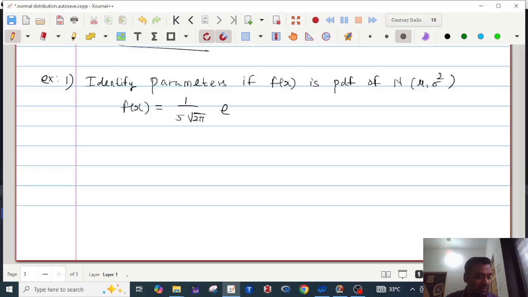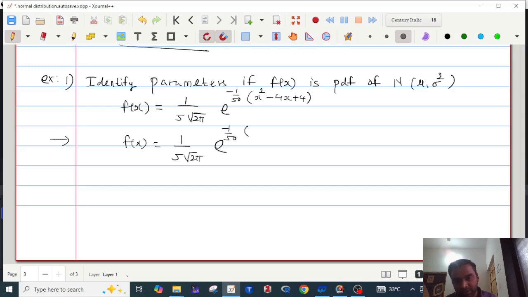f of x is 1 upon 5 under root 2 pi e raised to minus 1 upon 50 times (x minus 2) whole square, where the coefficient of minus 4x is 4. So this is the PDF. Solve this or compare this. If you solve this, we get 1 upon 5 under root 2 pi, raised to minus 1 upon 50, the square of x minus 2 bracket square.